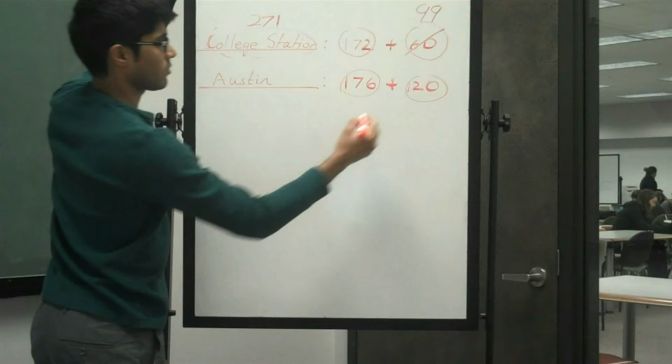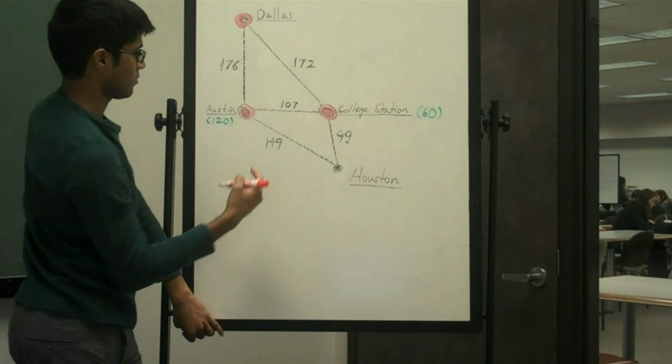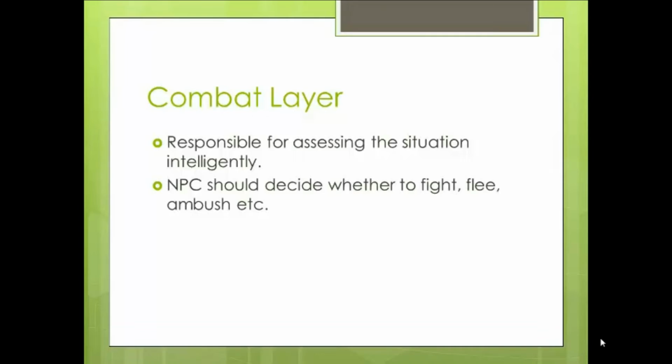Thus, A-star search makes use of both actual distances and estimates to quickly find shortest paths. More complex variations of this algorithm can be used in environments that change over time. The third layer is the combat layer, which is responsible for assessing the situation intelligently. The AI is used to select and execute appropriate tactics such as ambush, flee, hide, etc.